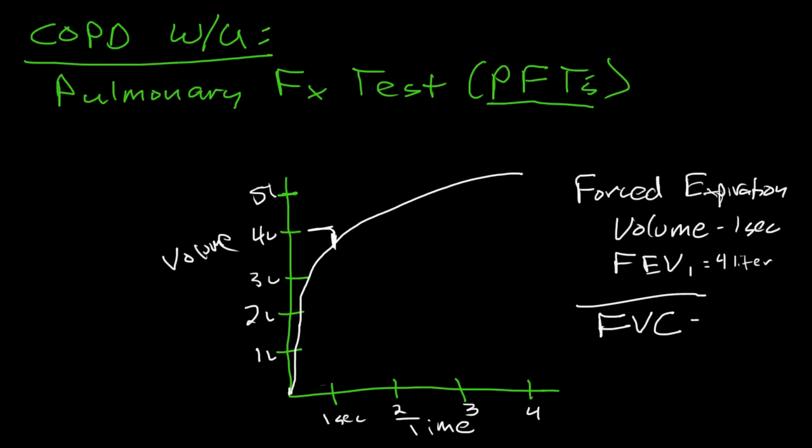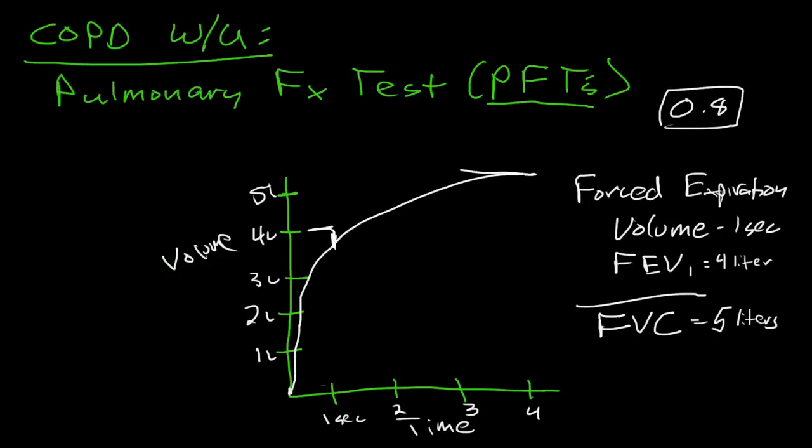And their FVC will be their total volume. See, this starts to plateau up here, so they're not breathing out anymore after about 4 seconds. So their forced vital capacity is going to be about 5 liters. And then you can measure what's called the FEV1 over FVC ratio, and in this case it would be about 0.8, which is okay.